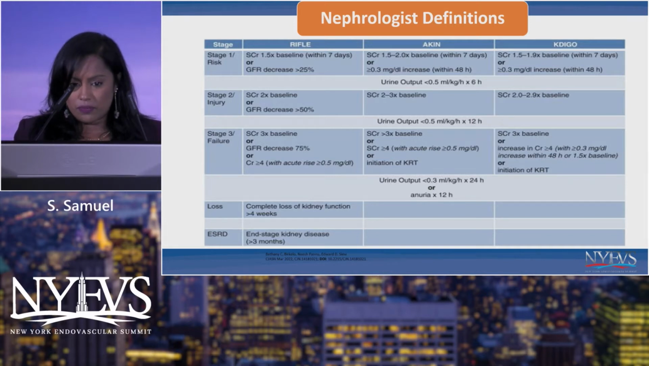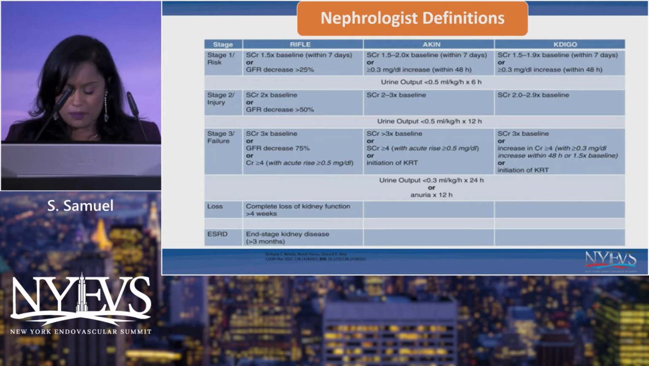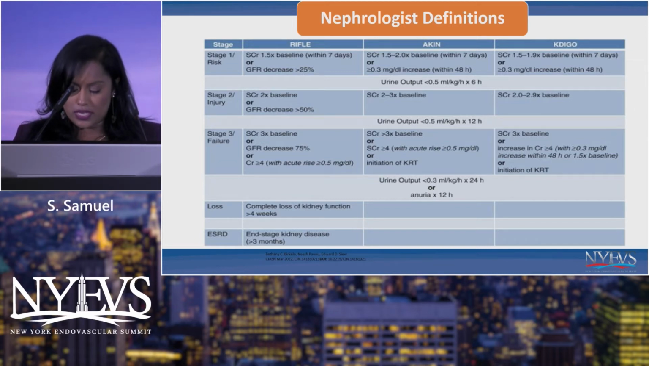So to define it even more in detail, these are the current definitions and classifications that nephrologists use. As you can see, they are all very similar, but stage 1 is a creatinine 1.5 to 2 times the baseline, and stage 2 is creatinine 2 to 3 times the baseline, and stage 3 is 3 times the baseline. You will also be looking at the urine output for all 3 stages. I think one of the most commonly used definitions of these 3 is the KDIGO, which is the one all the way to the right, but all are very similar in their definitions.